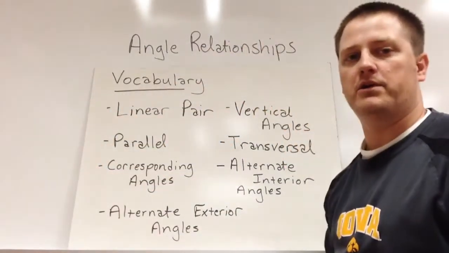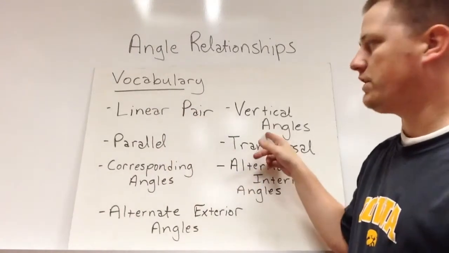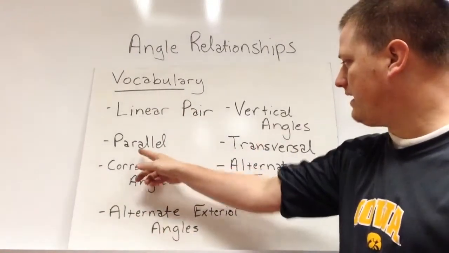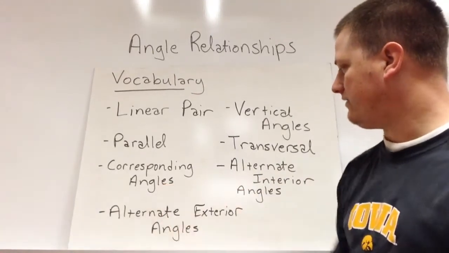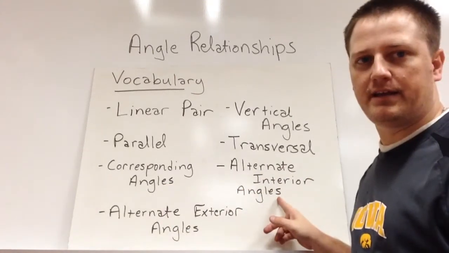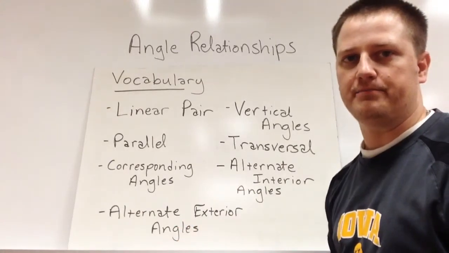Some vocabulary words you may want to look up are linear pair, vertical angles, parallel, transversal, corresponding angles, alternate interior angles, and alternate exterior angles.